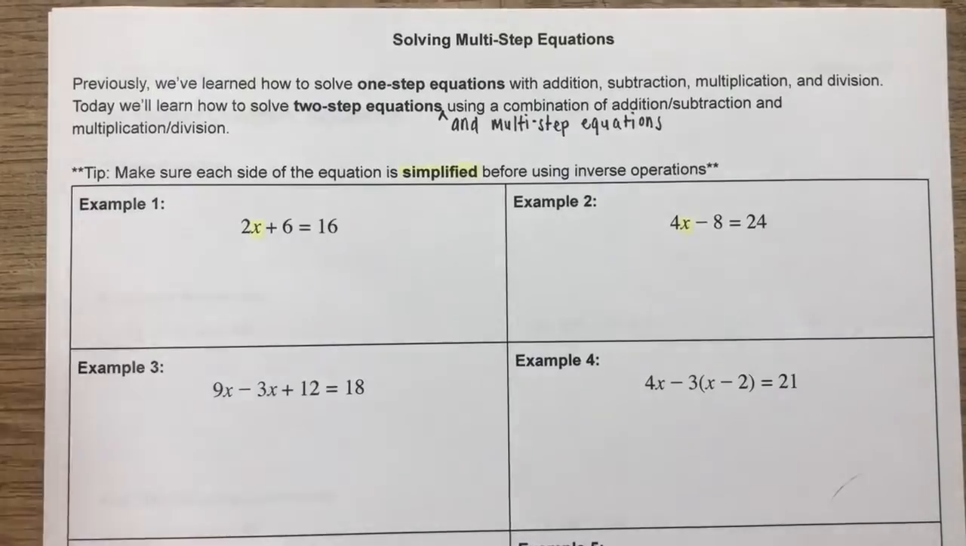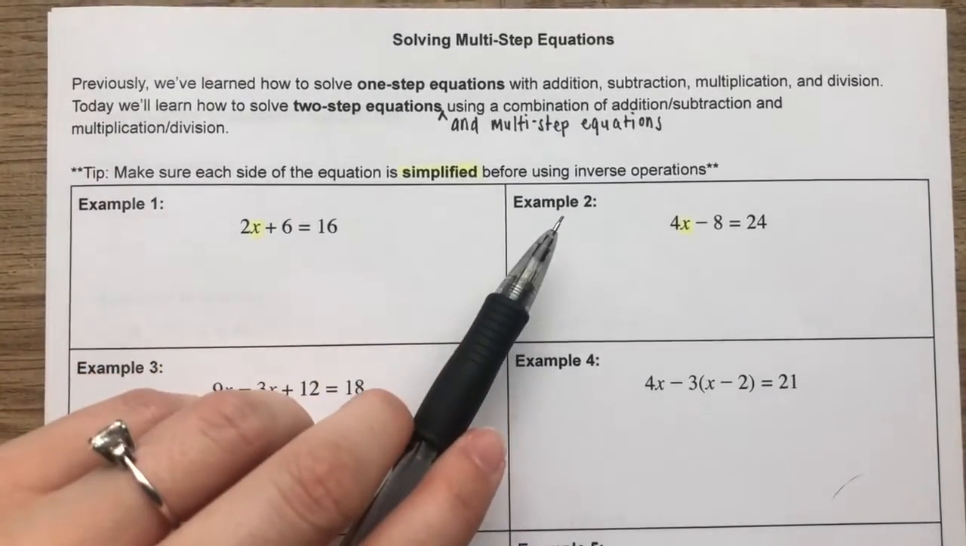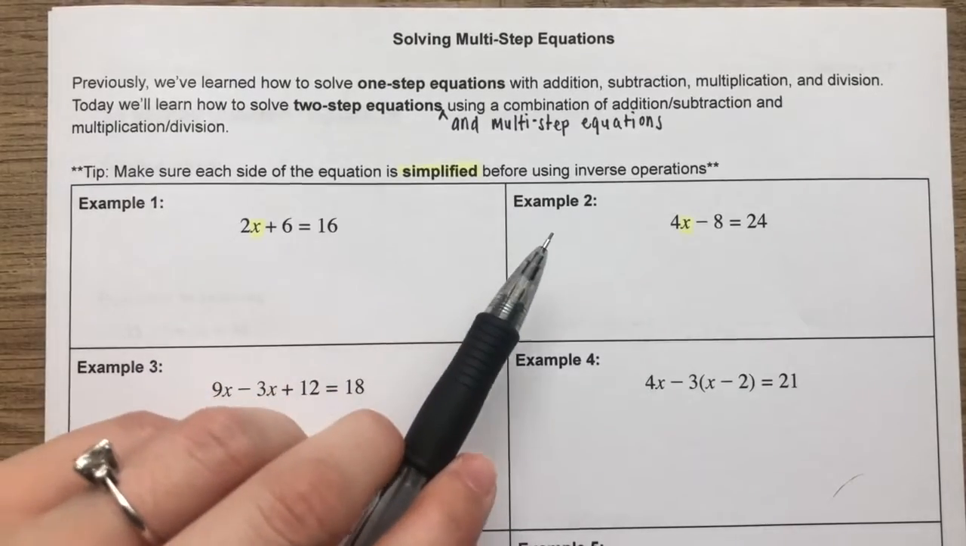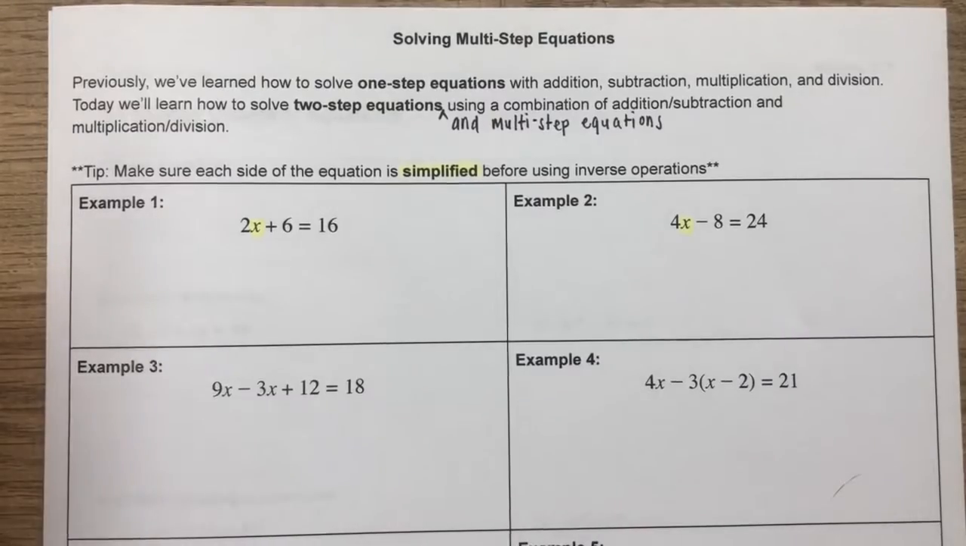So one tip I'll leave you guys with is to make sure each side of the equation is simplified before using inverse operations. So that doesn't really take effect in the first two examples, but it will in example 3 and example 4, so we'll talk about it there.